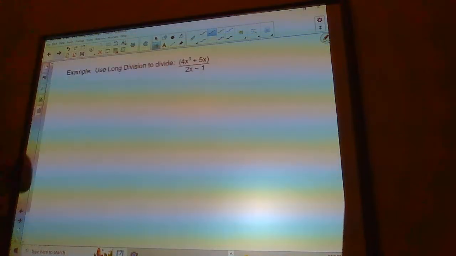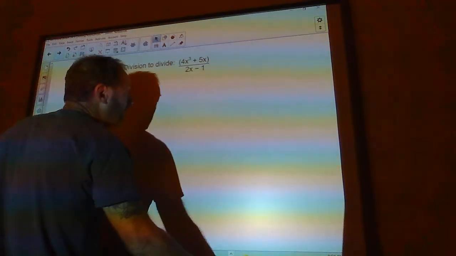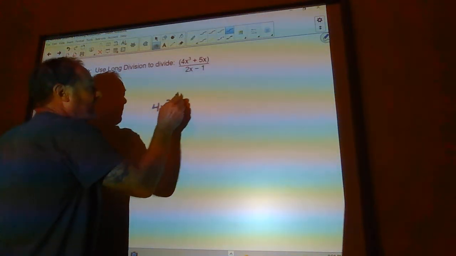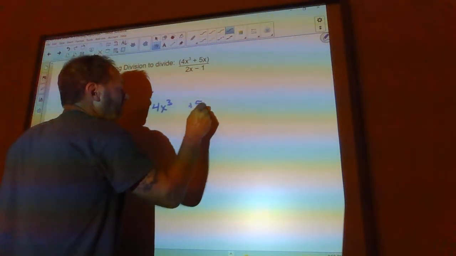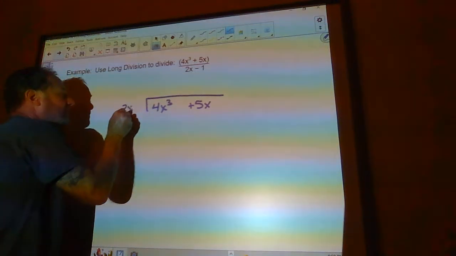Okay, let's do another one. This just takes practice, is all it does. You just got to do a bunch of these, and you'll get them. So here I got 4x cubed. Now there's no x squared terms. I'm going to leave a space because sometimes I need that. And I get plus 5x. And I'm going to divide that by 2x minus 1.